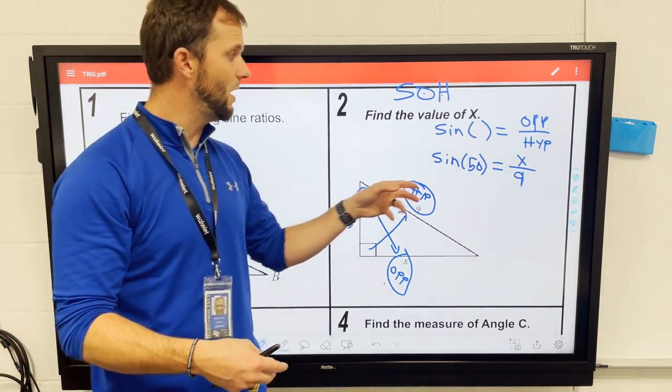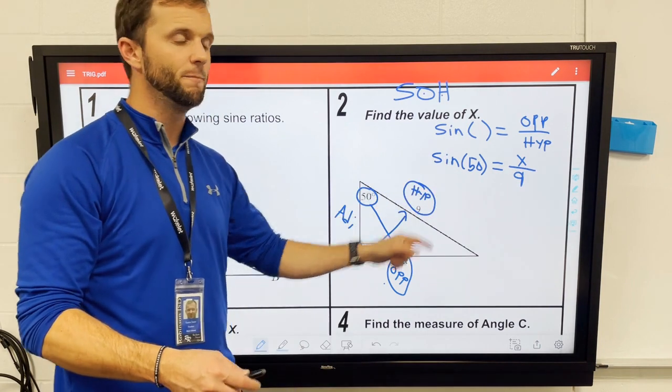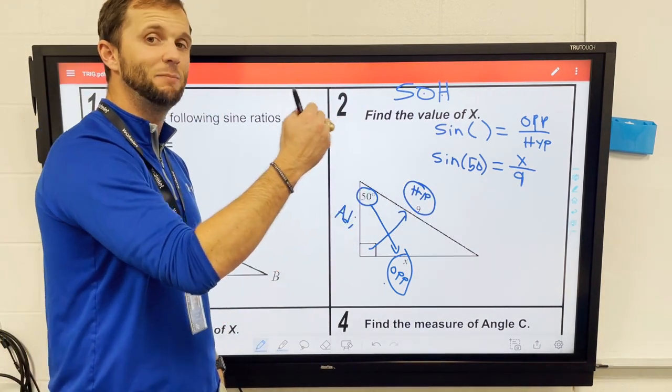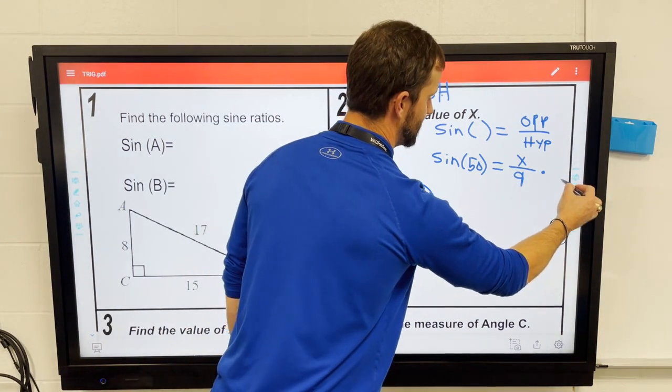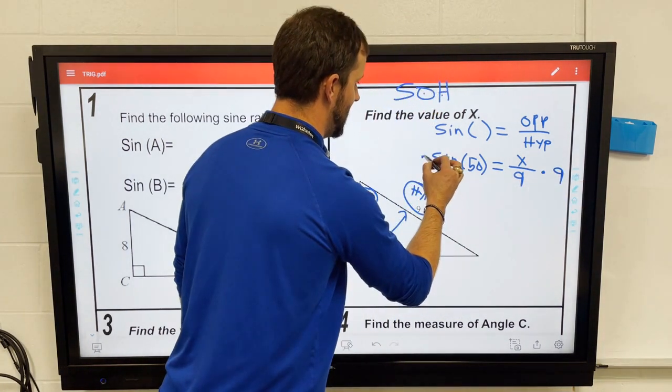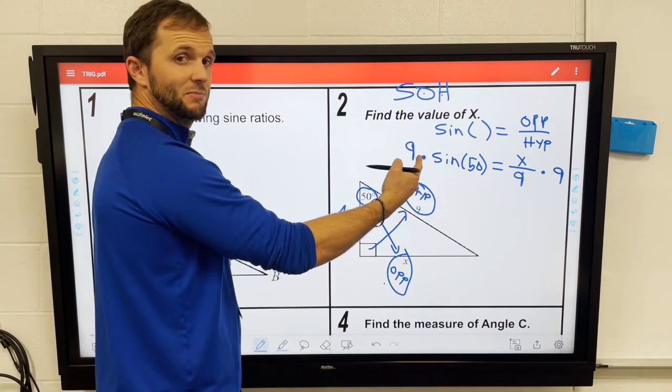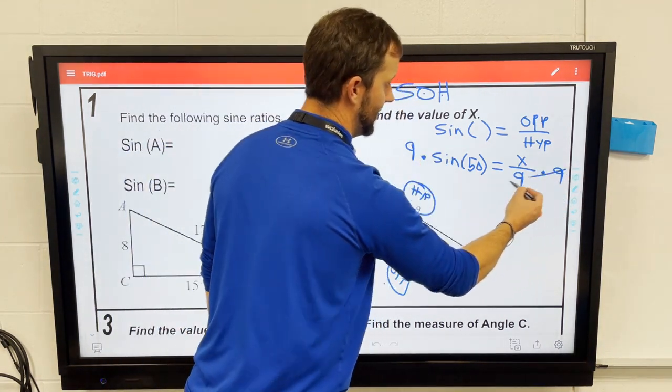So what we're going to do now is get x by itself. Right now, x is being divided by 9, so I'm going to multiply by 9 on both sides, times 9 and times 9. That gets x by itself over there because the 9s are just going to cancel out.